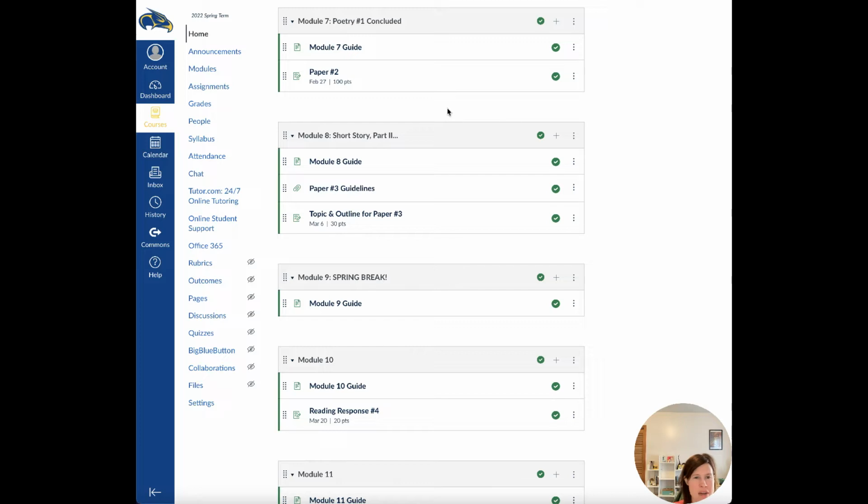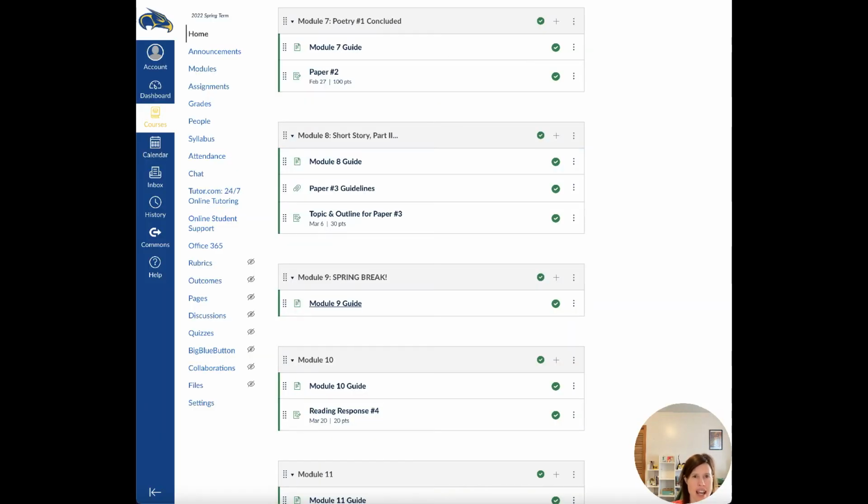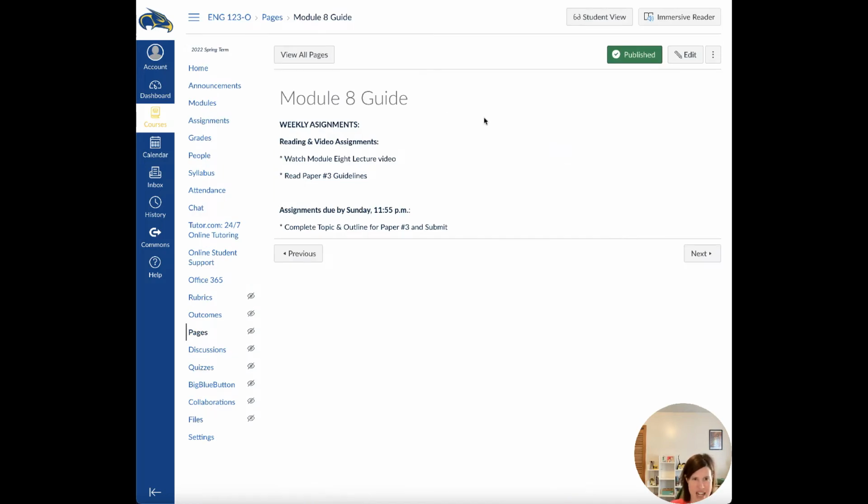Instead, what I'm going to do is go over the module guides for week 8 and week 9. I'll go ahead and put module 9 up here to show you guys in just a second. But for module 8, there's no reading assignments technically. We're really just going to talk about the paper guidelines as well as the outline and topic for paper 3. So we're going back to fiction and nonfiction, to the short story elements, which is great.